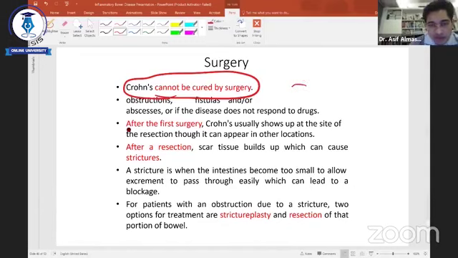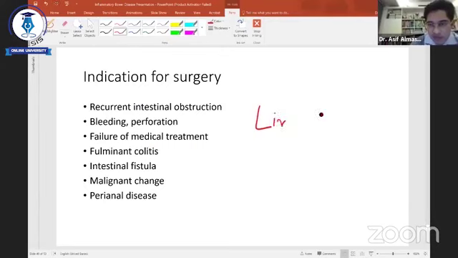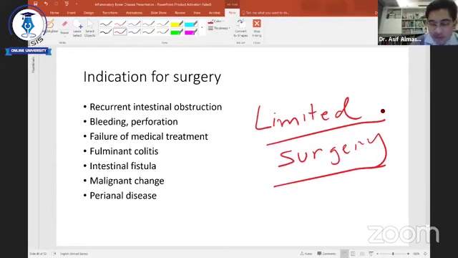So we always do a limited surgery. Always remember, we do a limited surgery. Never extensive surgery, because you know that this is a disease starting from mouth to anus, so surgery will never cure the disease. So we try to do a limited surgery and preserve the gastrointestinal system as much as possible.